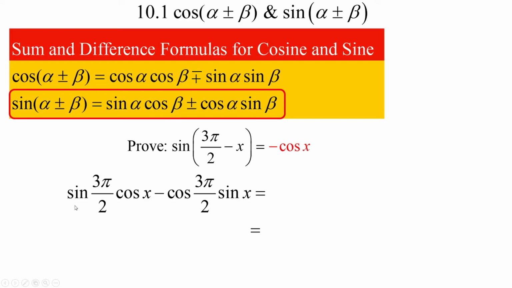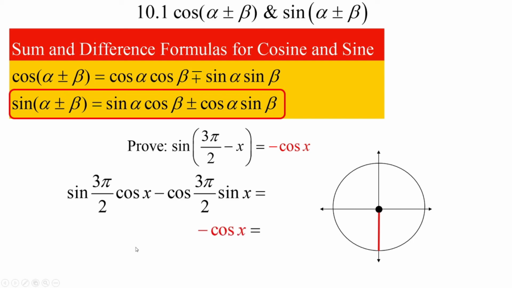Okay, now let's see if we can simplify this. Okay, well, sine of 3 pi over 2, isn't that a negative 1? And I'm going to write negative 1 times cosine of x as negative cosine of x. And again, let's visualize it. So 3 pi over 2, there it is right there. And this vertical distance on the unit circle is exactly negative 1. So we got our negative cosine of x.